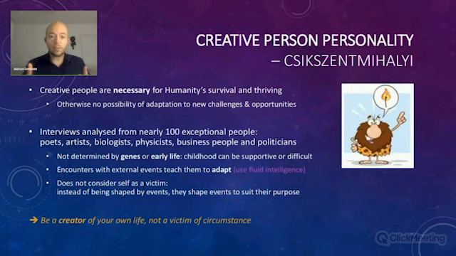He also says encounters with external events teach these people to adapt. So they're using fluid intelligence. They're not allowing the external events to dictate who they are, but they're using them to create something new with this sort of fluidity. And they also don't consider themselves a victim, an interesting personality trait. Instead of being shaped by what has happened to them, they shape the events around them to suit their purpose. Again, these sculptures arising out of the ashes of the buildings in Syria that have been bombed. Very poignant.